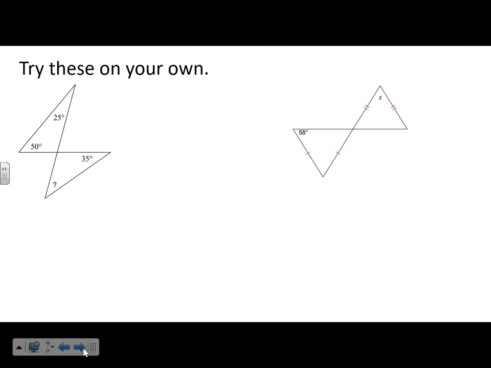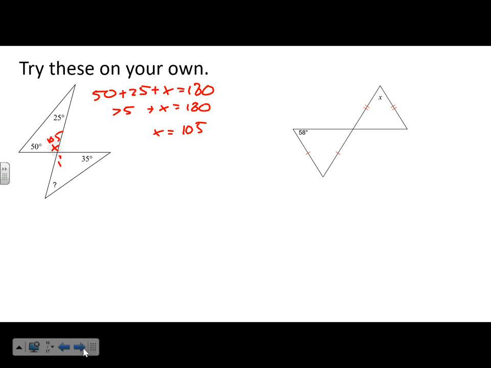So let's see. I say the best one to do this one. They don't have these angles labeled at all, but I'm going to solve for this one first. So 50 plus 25 plus x is equal to 180. 50 plus 25 is 75. Subtract 75 from both sides, that ends up being 105. So this angle is 105.